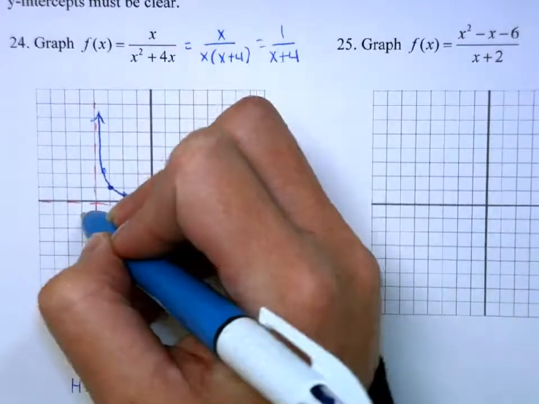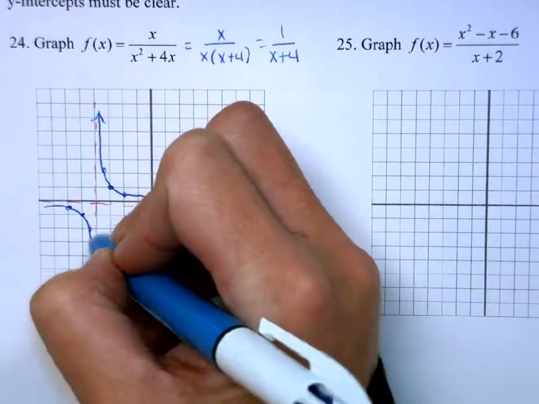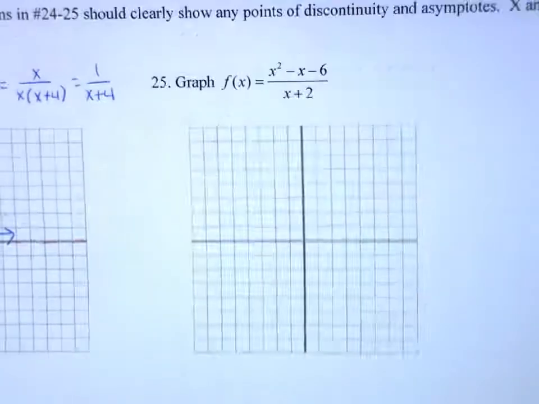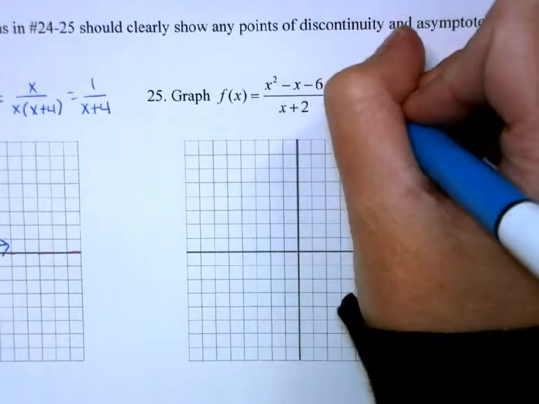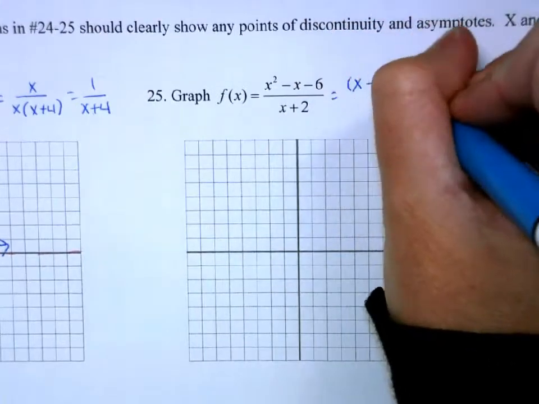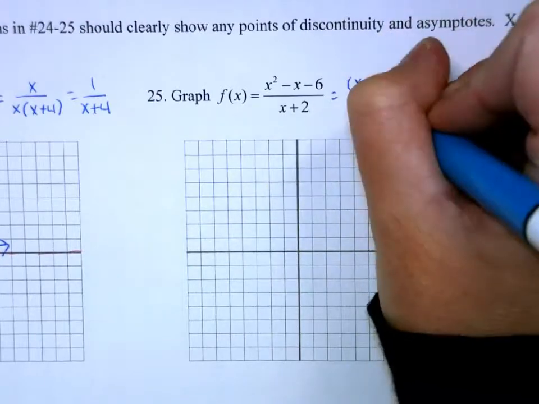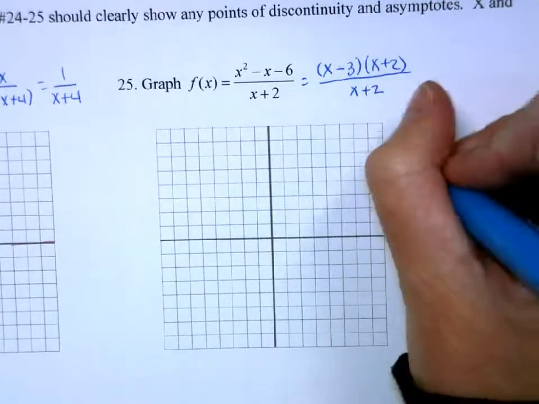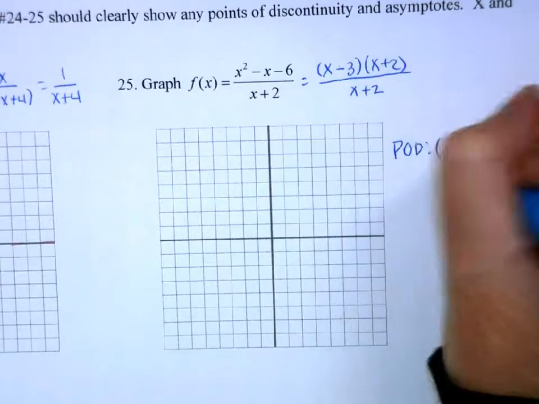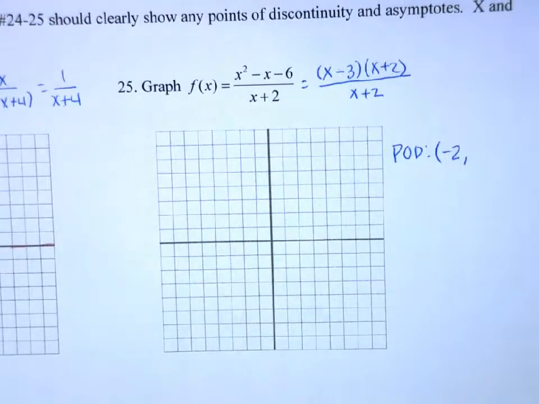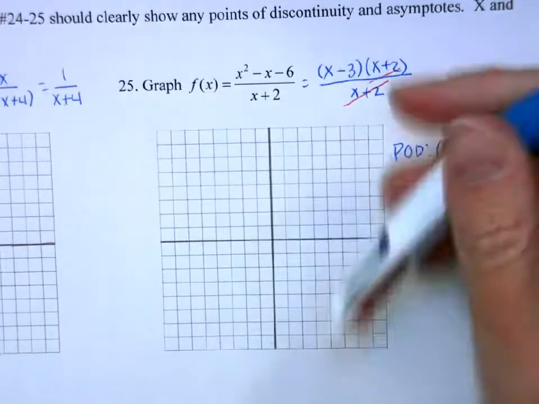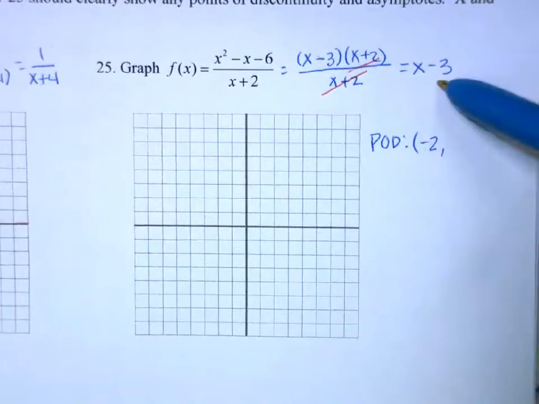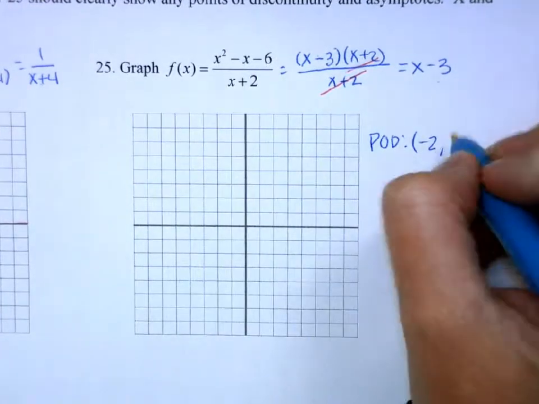Okay. The next one, if we factor, we're going to have x minus 3, x plus 2. So we have a point of discontinuity when x is negative 2. Then we remove it, and we just are left with x minus 3, which is no longer a rational function. It's no longer a fraction. This is just a line. If I plug negative 2 into it, we're going to get negative 5. So we have a point of discontinuity at negative 2, negative 5.